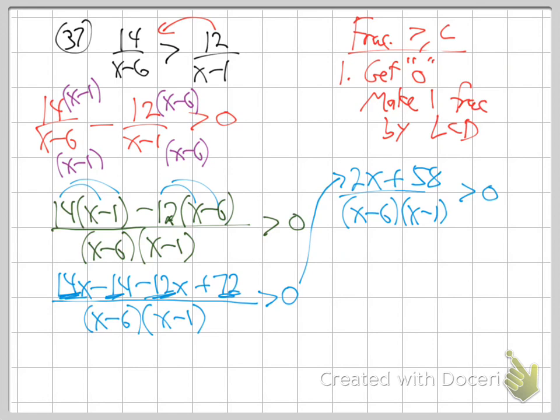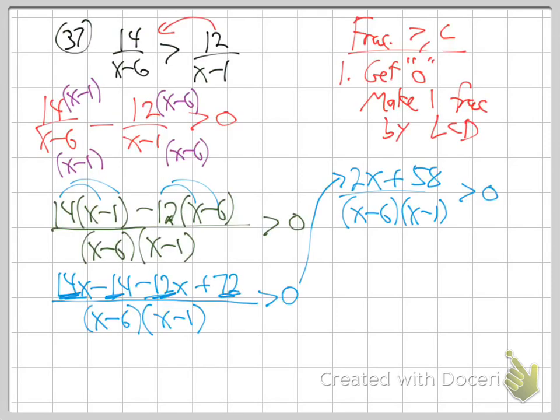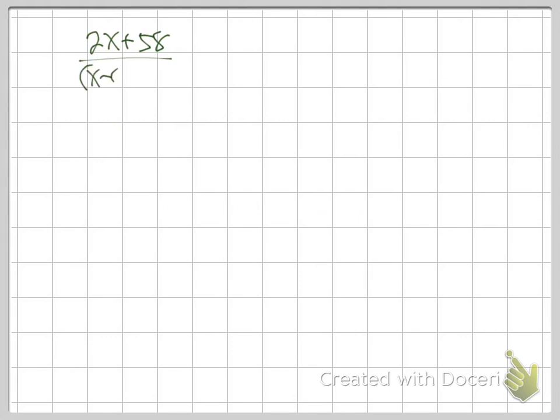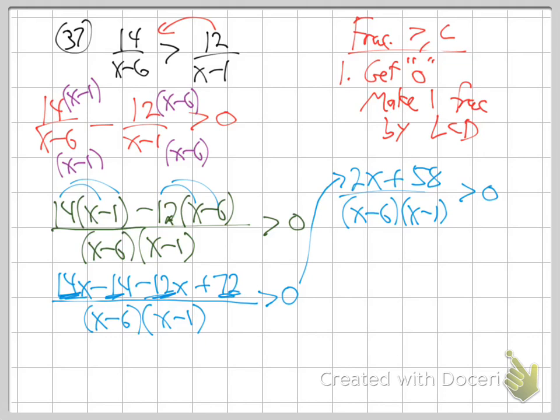So now, what do we do from here? Yeah, you got to find what makes the numerator and the denominator 0. So that's step 2. So we got that copied down. I'm going to move to a fresh screen. So, okay, so this will be on YouTube if I'm moving too fast. 2x plus 58 over x minus 6 times x minus 1 greater than 0. We good there? Everybody got that copied down? What do you need to see there?